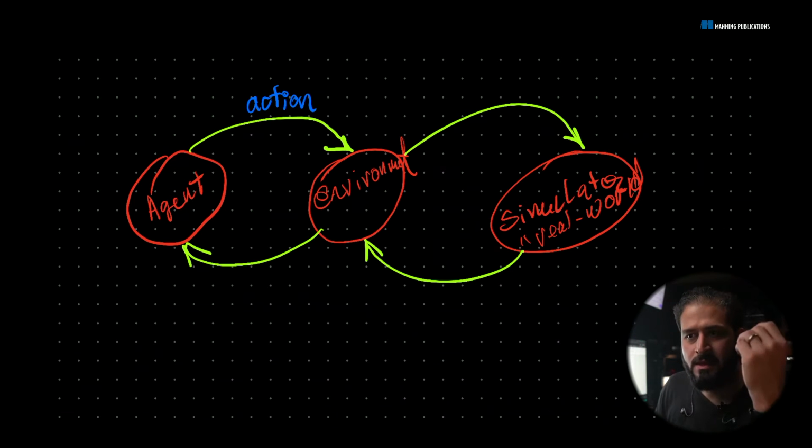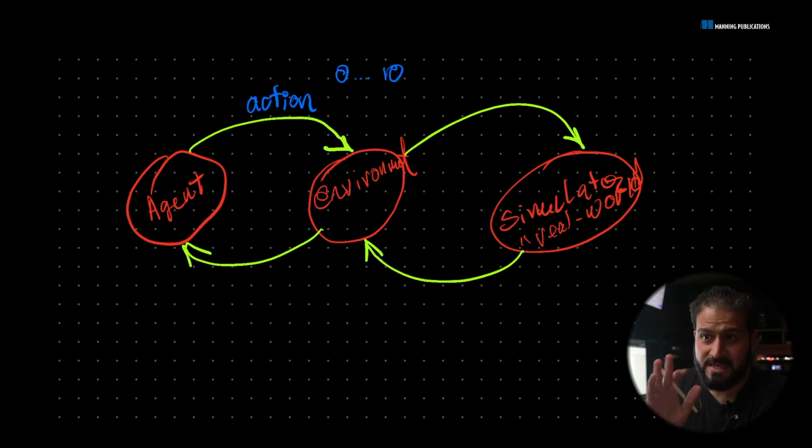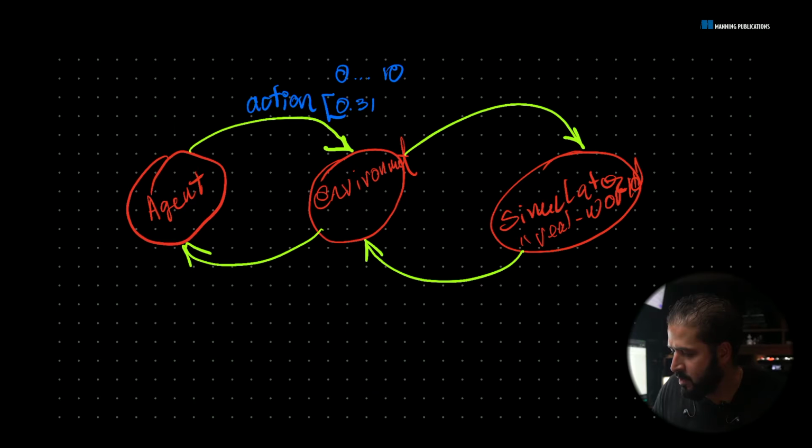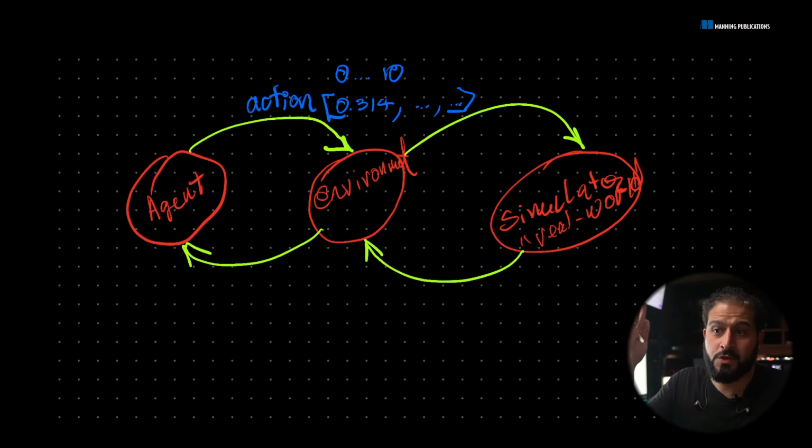And the action can be discrete, can be continuous, can be a vector. So you can pass an action that is a single integer, a single value that can be from 0 to 10. You can also have a vector, like 0.314, comma, whatever, right? So the action can be anything that you want. It can be a combination, of course, and you can obviously make one of those a float with a threshold to make it a discrete value.